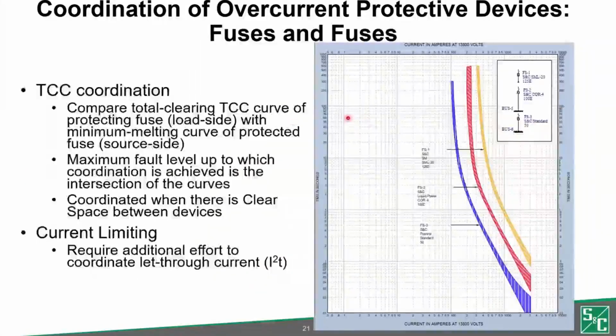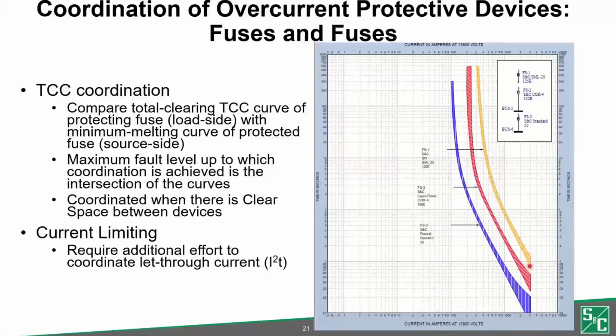Okay, so the next one. First, we're going to talk about fuses. The fuses, like what we just talked about, have the minimum melt curve and the maximum clearing time of these devices, and we want to make sure that there's clear space between the maximum clearing of the downstream and the minimum melt of the upstream.